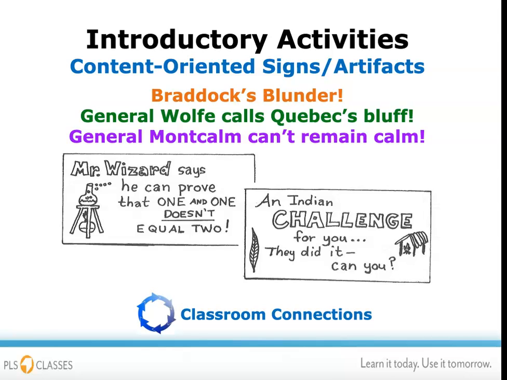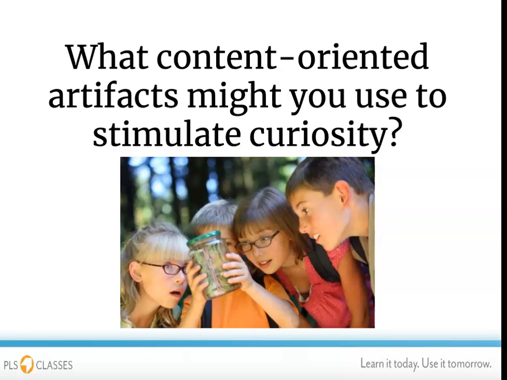Use a sheet of copy paper and markers to make a content-oriented sign you could use in your classroom. What signs did you make? What content-oriented artifacts might you use to stimulate curiosity? Please review the activity assets on page 74 to debrief this activity.